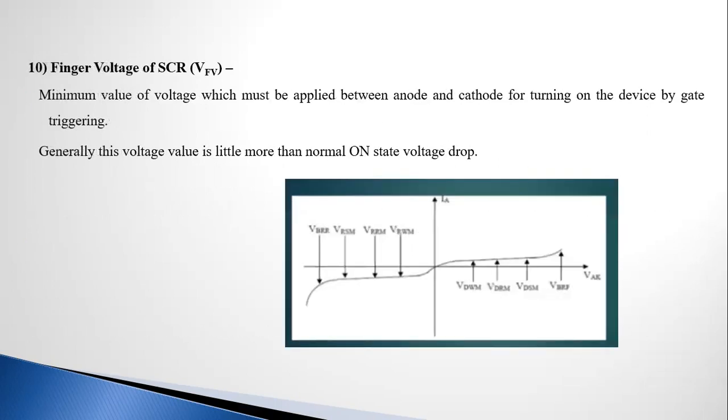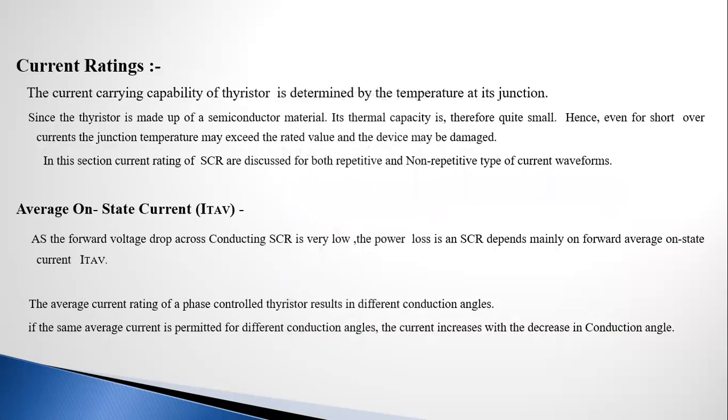Now next is the finger voltage of the SCR, denoted by V_FV. It is the minimum value of voltage which must be applied between anode and cathode for turning on the device by gate triggering. Generally, this voltage value is a little more than the normal on-state voltage drop. So this is the concept of the finger voltage of SCR.